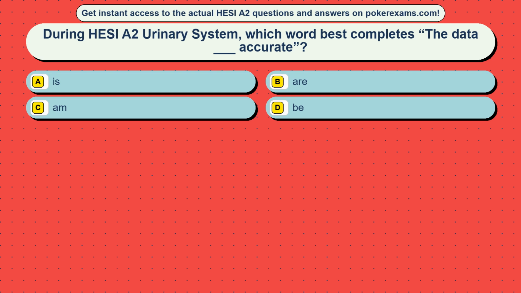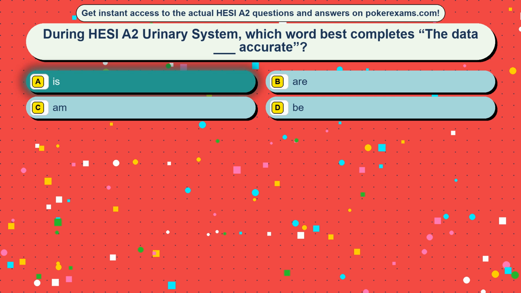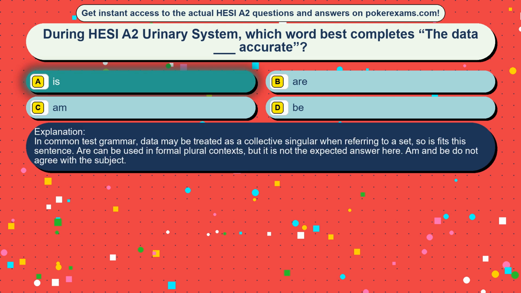Question 1. During HESI A2 Urinary System, which word best completes the data blank accurate? Option A is, option B tar, option C them, option D B. The correct answer is option A, is. In common test grammar, data may be treated as a collective singular when referring to a set, so is fits this sentence. A can be used in formal plural contexts, but it is not the expected answer here. A and B do not agree with the subject.